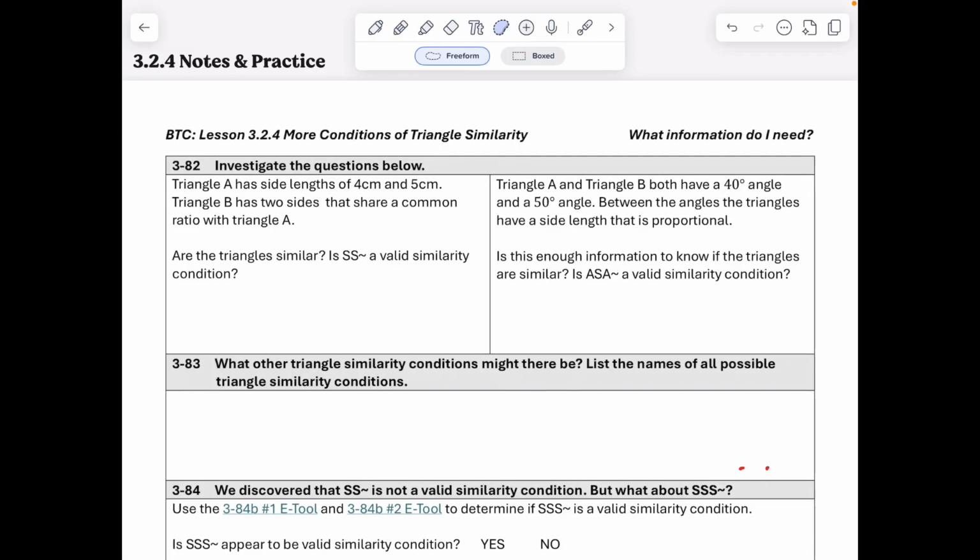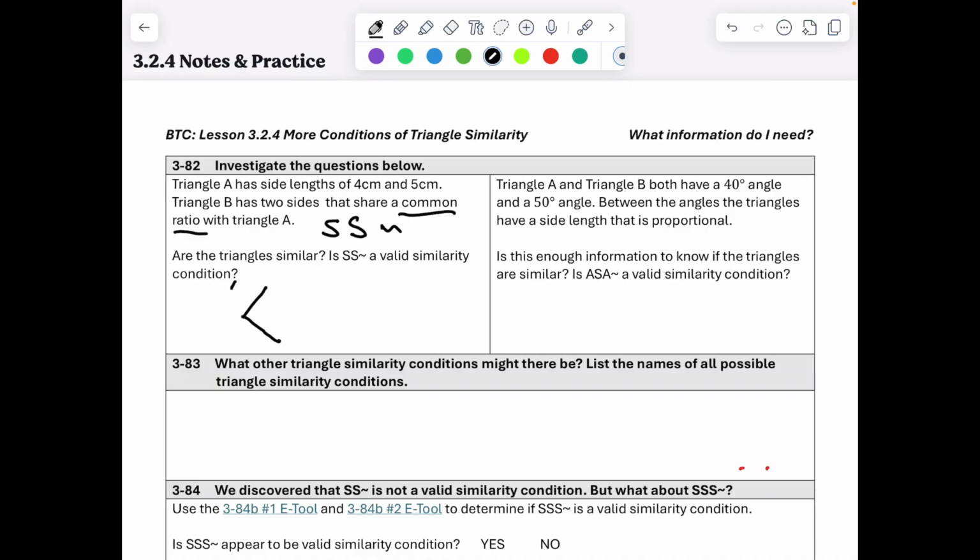This is lesson 324, more conditions of triangle similarity. So we're just going to look at these questions below. Triangle A has side lengths of 4 and 5. Triangle B has two sides that share a common ratio with triangle A. So that's saying that we would have side-side similarity, that common ratio. So are the triangles similar?